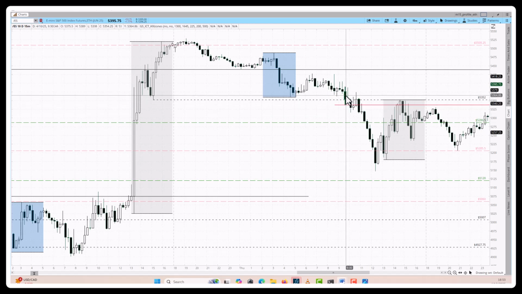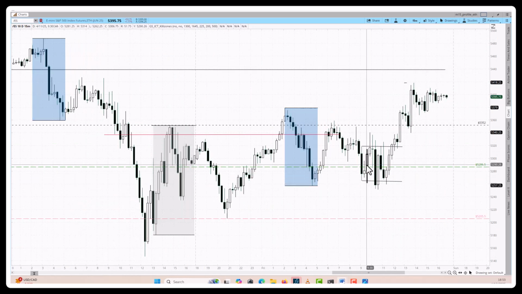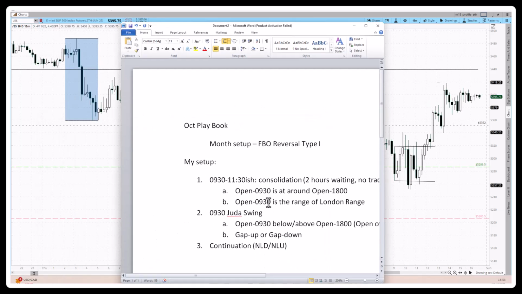On Thursday, we don't see it right here at 9:30. It opened way below the 18, and it's not in the range of the London. The 9:30 range is below the London. Let's make it 9:30 range, not the open. The range is within the London range. Let's say it's with overlap. Yes, it's within the London range. That makes it more precise.